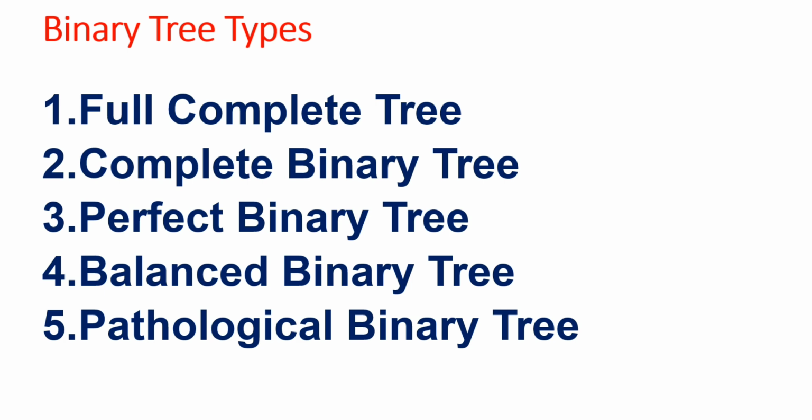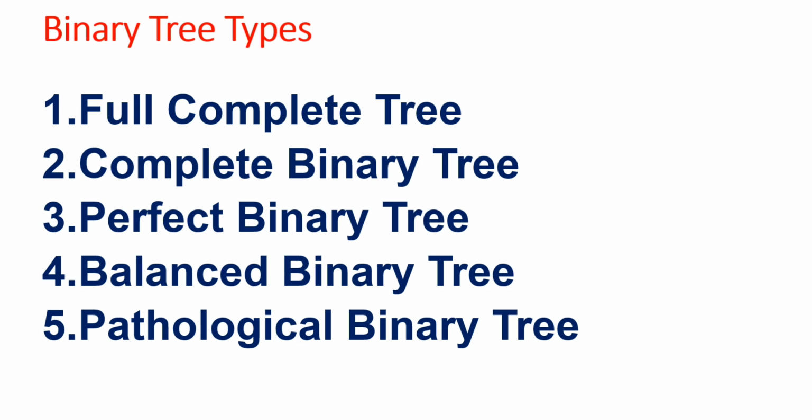We move on to the visualization of binary tree types. First one is full binary tree. Second one is complete binary tree. Third one is perfect binary tree. Fourth one is balanced binary tree. Fifth one is pathological binary tree. We know how to construct binary tree types.